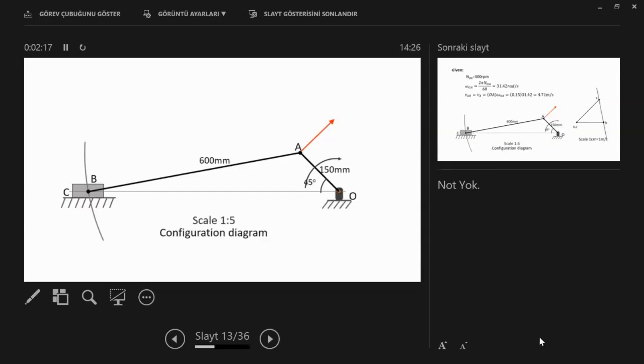So this is the mechanism here. And we have to use a scale. So we cannot draw one-to-one. Scale means you cannot draw a given mechanism with the same dimensions on the paper, because paper is small and the mechanism can be huge. So therefore, we use a scale. 1 to 5 means in the drawing, if you measure 1 millimeter, that means 5 millimeters in reality.